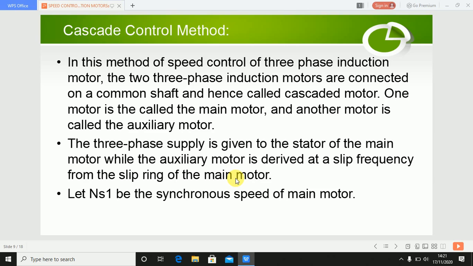Okay, and then the cascade control method. In this method, we have two motors. One motor is called the main motor, and the other motor is called the auxiliary motor.